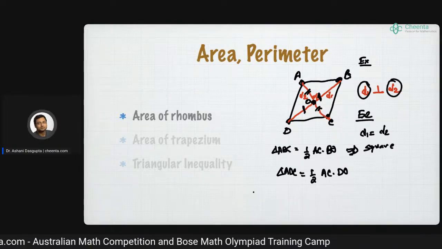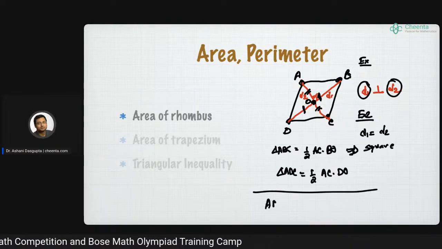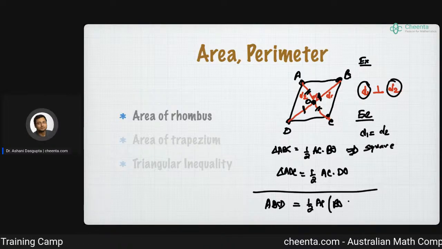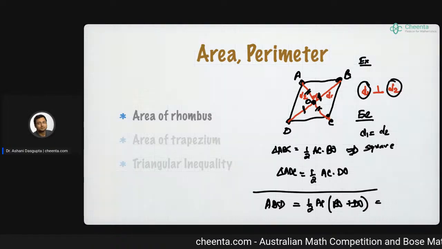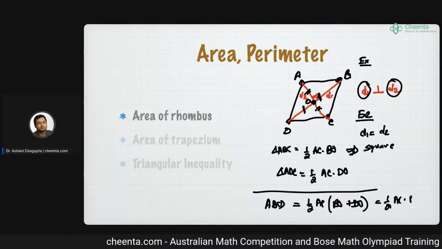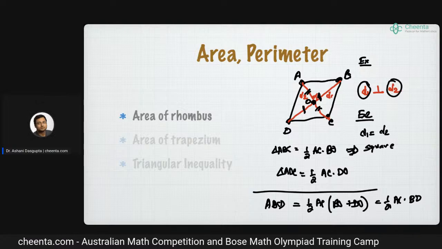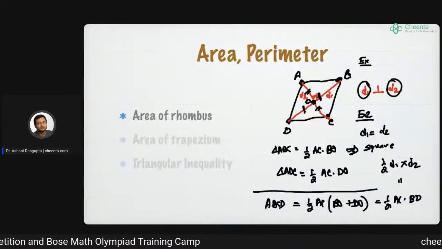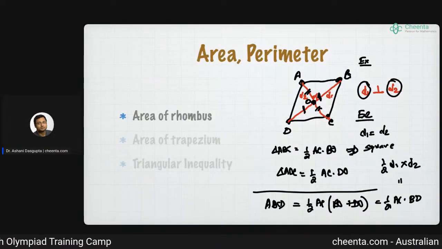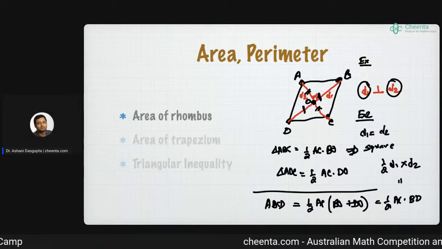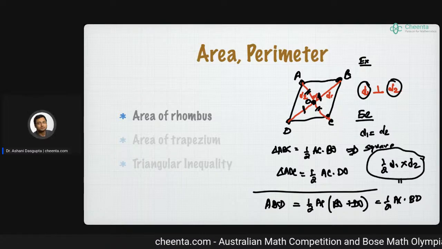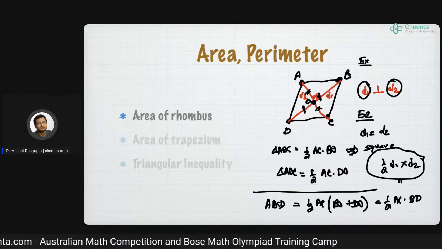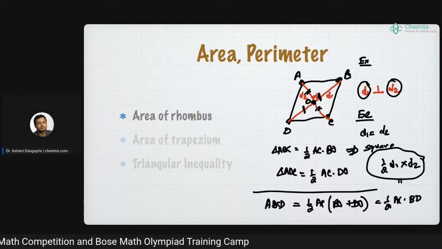So you can easily add them up to get the area of the rhombus ABCD: half of AC common, times BO plus DO, which is basically half of AC times BD, which is half of the product of the diagonals, D1 times D2. So this is a general formula. Many of you know this, but it's extremely useful for our purpose. So that is one part of the story.